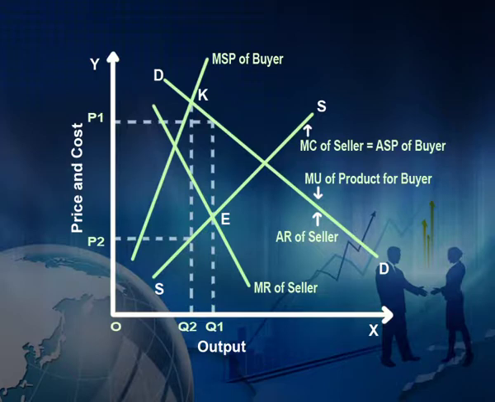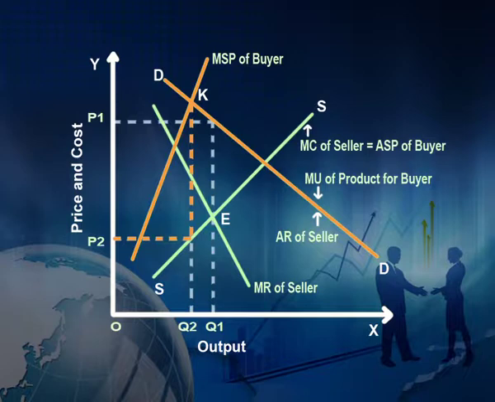On the other hand, the monopsonist or the buyer will equate the MSP with his own utility in order to maximize his satisfaction, as his demand curve DD indicates his marginal utility or the price he is prepared to pay.